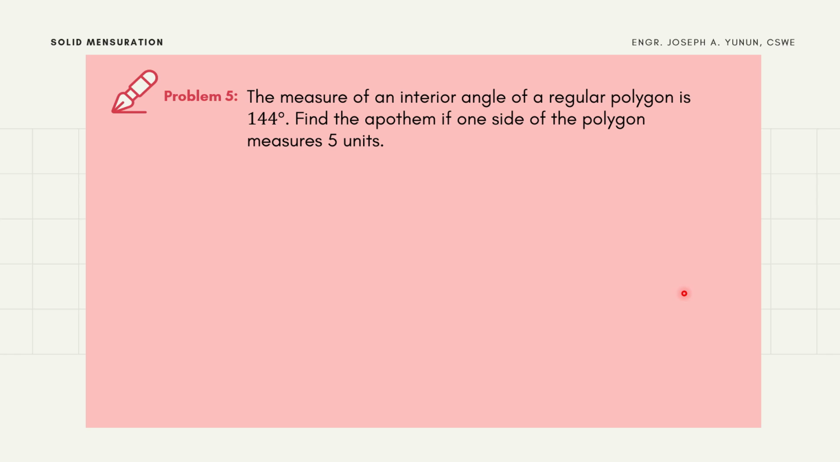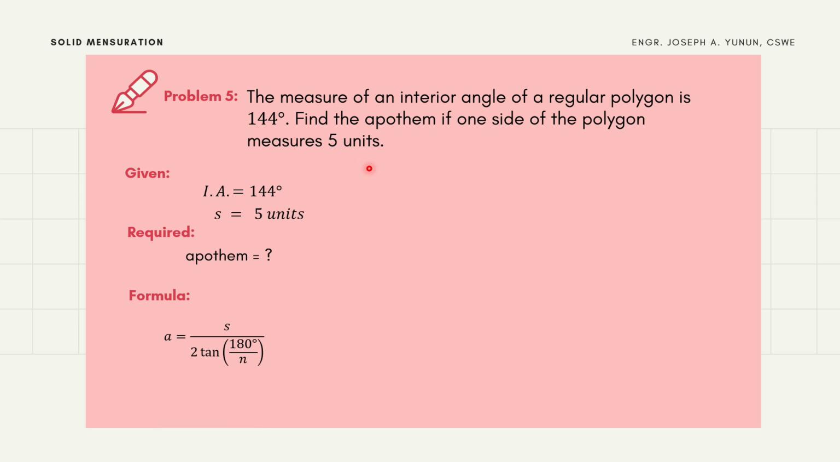Next problem, problem number 5. The measure of an interior angle of a regular polygon is 144 degrees. Find the apothem if one side of the polygon measures 5 units. Again, first things first, you provide the given. The given is an interior angle, which is 144 degrees, and the length of one side, which is 5 units. The required is the apothem. So find the apothem of the given regular polygon.